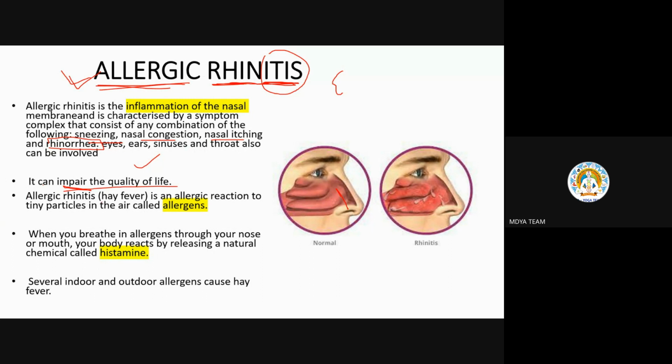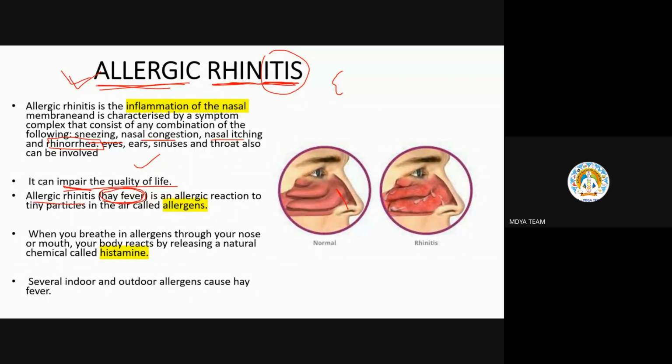Allergic rhinitis, please make short notes, because in my classes I always ask questions. I can ask any question from the start till the end. So this allergic rhinitis is also called hay fever.